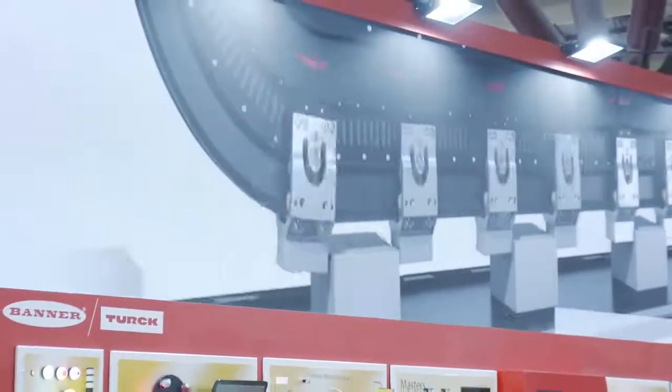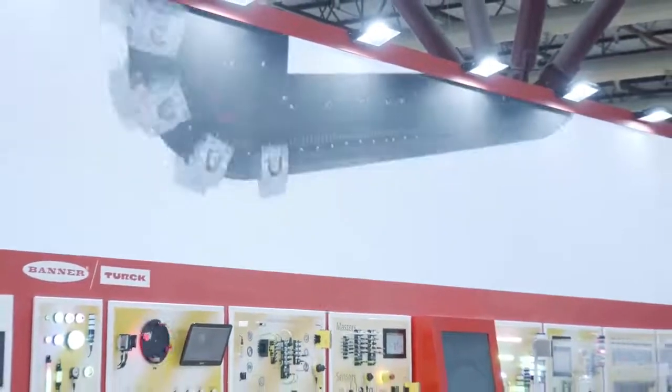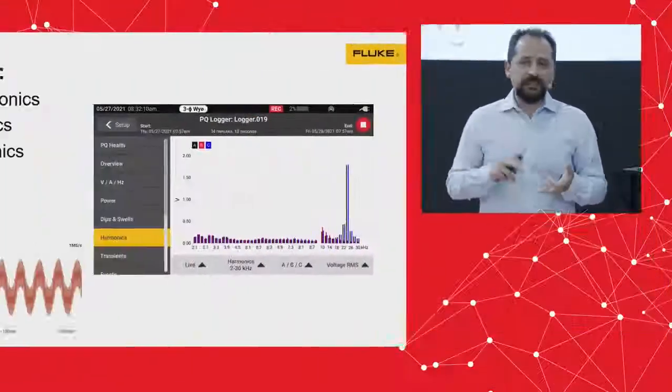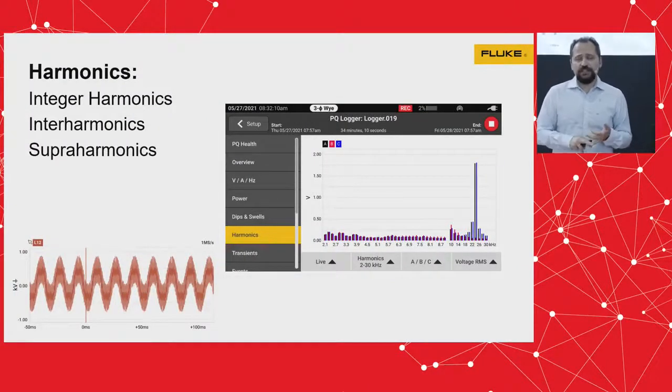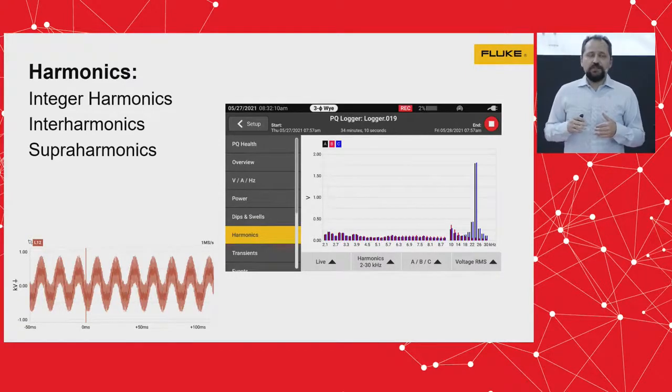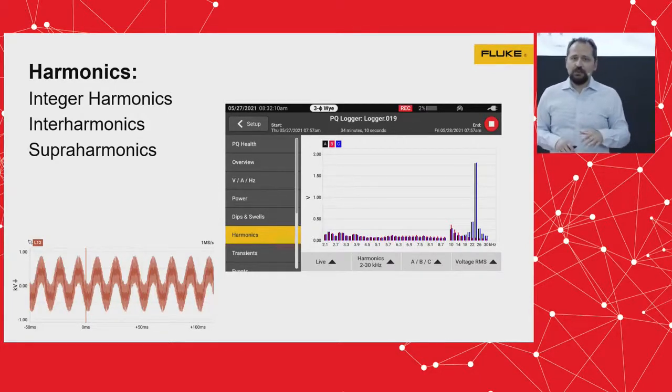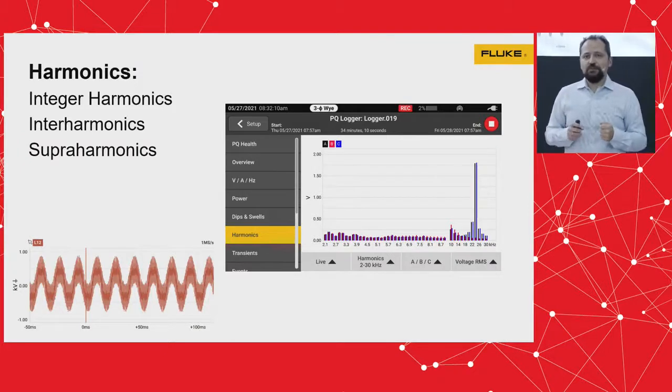There are three different types of harmonics. We have integral harmonics, which are relatively common. Then we have interharmonics, and much more common in recent years is supraharmonics. Supraharmonics are harmonics that are beyond 2 kilohertz, beyond the 50th harmonic. That requires really high sample rates from the measurement unit. So we need a really powerful unit to be able to get those high frequency harmonics.